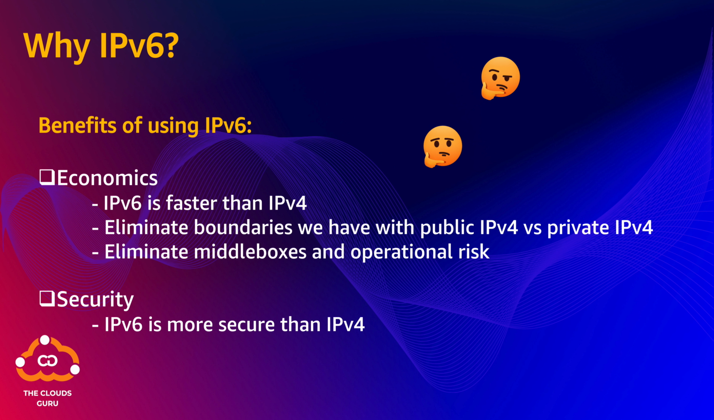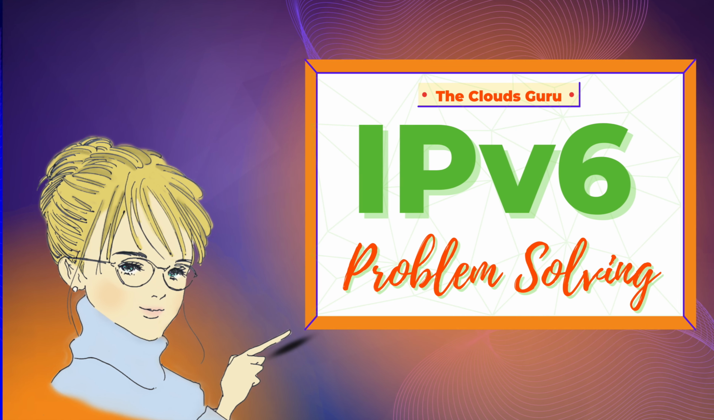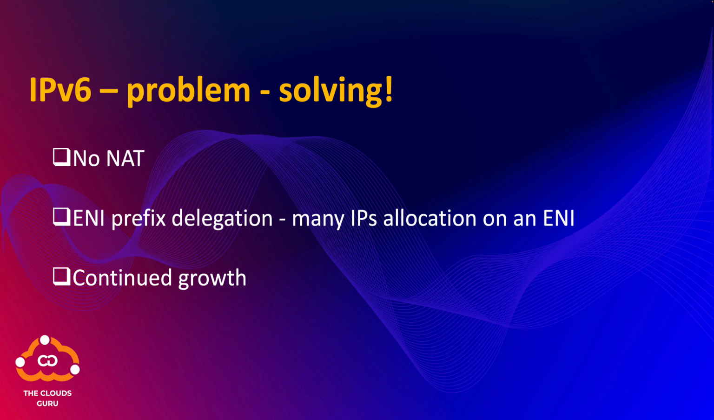Reasonably, these are the benefits of using IPv6. First, economics, and second is because of security. For economics, IPv6 is faster than IPv4, it eliminates boundaries that we have with public IPv4 versus private IPv4, and also eliminates middleboxes and operational risk. Lastly, for security, IPv6 is more secure than IPv4. Quick summary. IPv6 is problem solving.